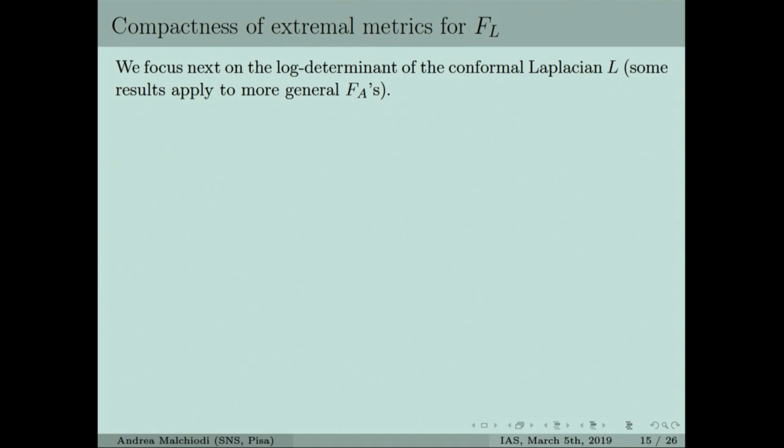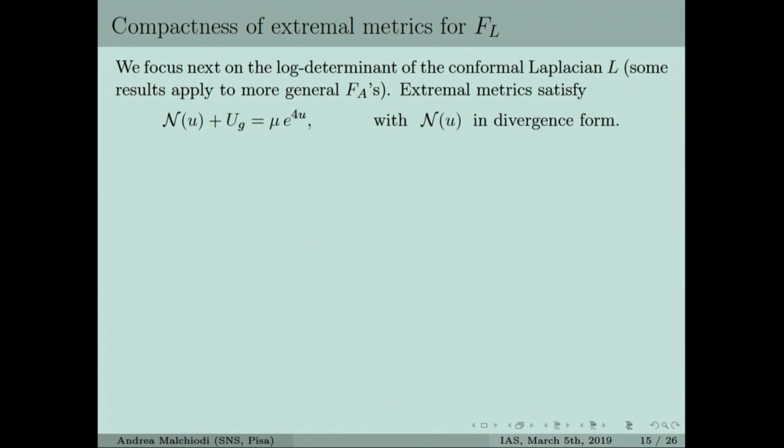I will focus on the determinant of the Laplacian, which I call F_L. Recall that A is the conformally covariant operator. But some results actually apply to more general functionals, and I will show the assumptions. Extremal metrics satisfy gamma 2, gamma 3 of the same sign? Same sign, exactly, yes.